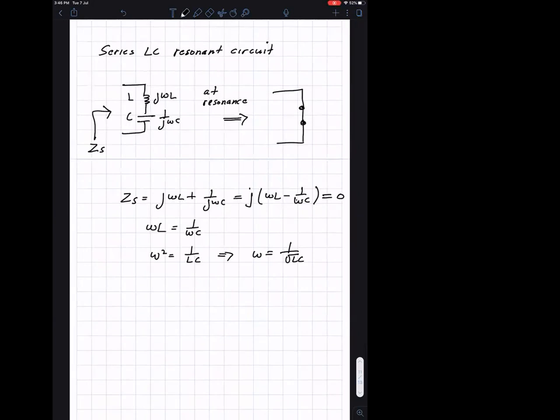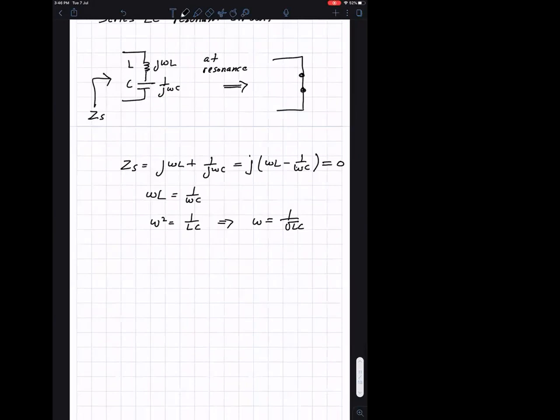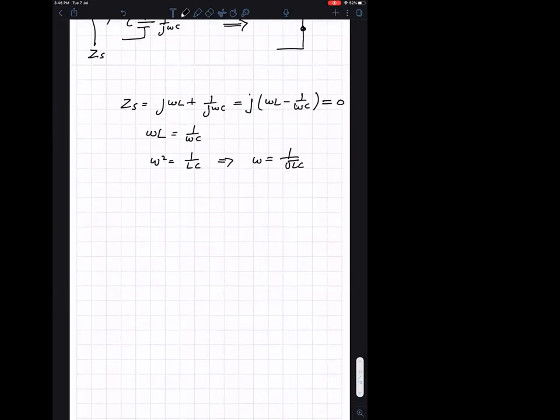So you can choose an L and C value to create a resonance at a particular frequency. You can design that frequency by choosing a certain inductor value and a capacitor. Is there any question? One more quick one, the last one.